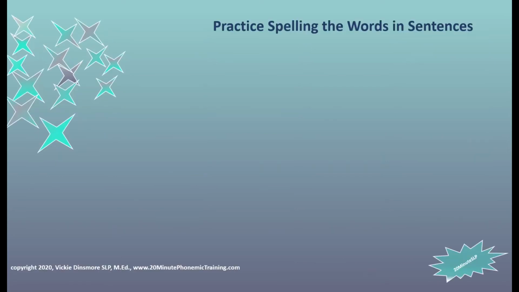Next, we're going to practice spelling the words and sentences. We will use the same sentences that you read a few minutes ago. So make sure you have your paper ready. There will be five sentences.